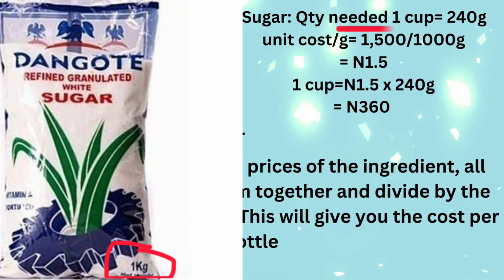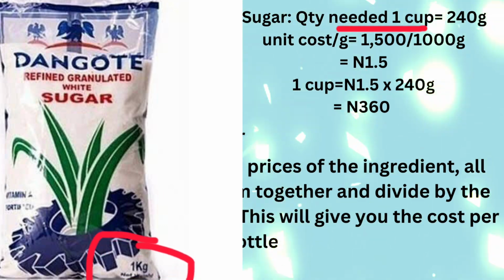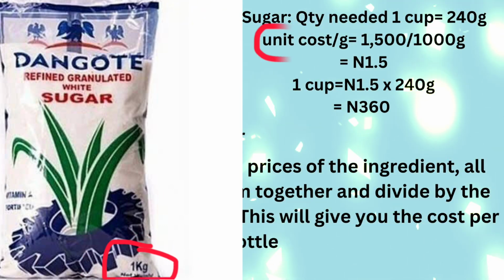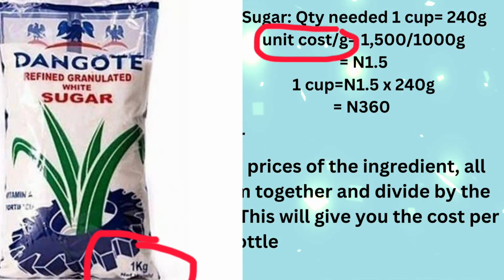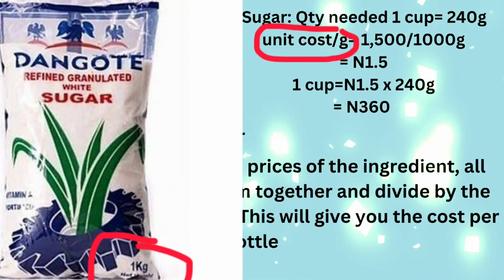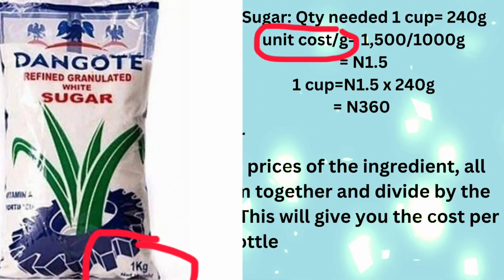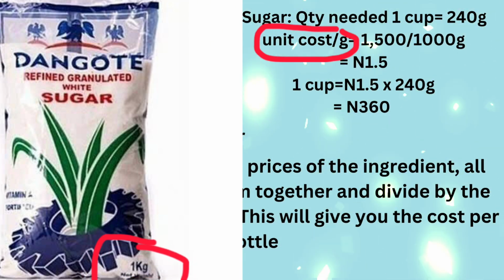Since we used 1 cup, 1 cup is equal to 240 grams. So we must now get the unit cost. That's how you do the breakdown whenever you are using partial ingredients. So you must first get the unit cost, or cost per gram, or whatever measurement it is.